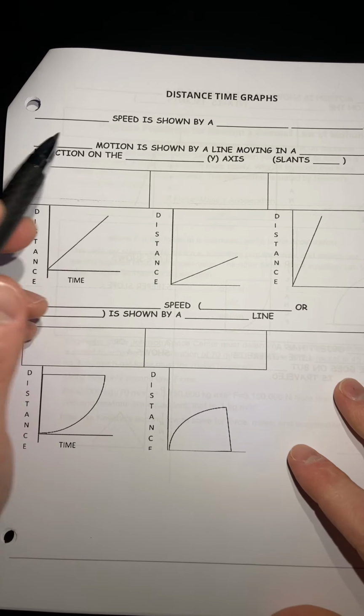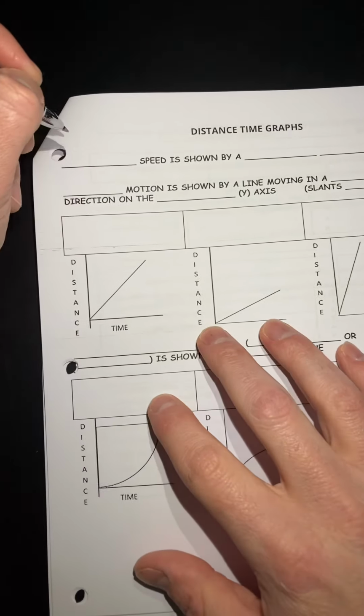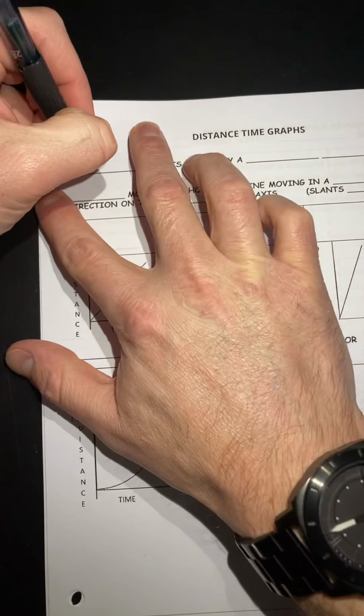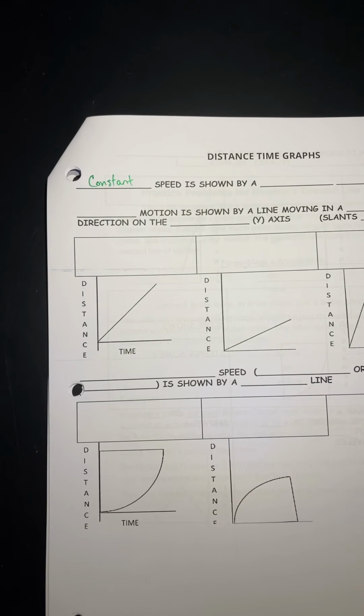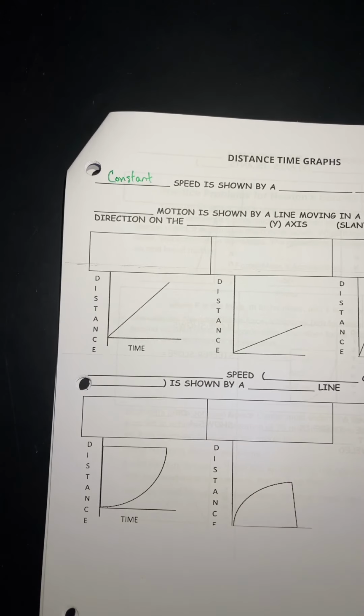All right, so first thing I'm going to fill out here is constant speed. All right, constant speed should go in that first blank. Now, what do you think that constant speed?